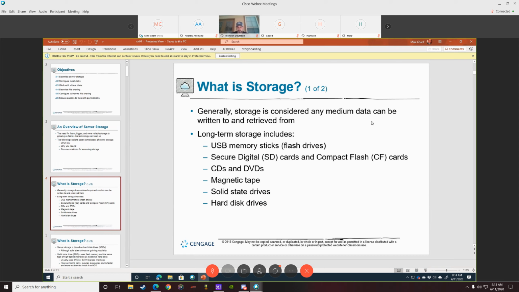So the main reason is data can be written to and retrieved from.